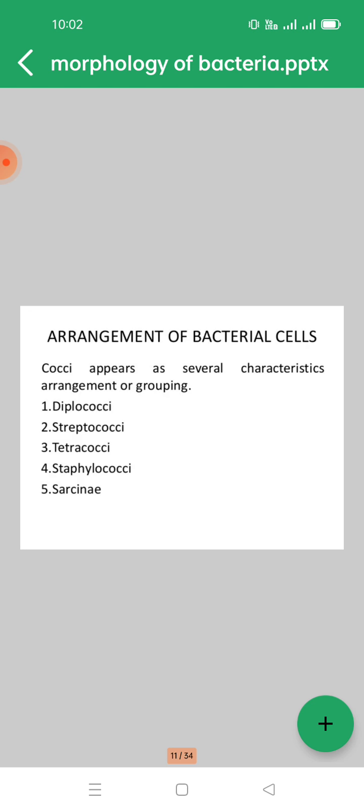Next, arrangement of bacteria, how these cells are arranged. Based on their several characteristics, they are arranged in groupings. First one is diplococci, second streptococci, tetracocci, staphylococci and sarcina. Next we are going to see the arrangement of these groupings.